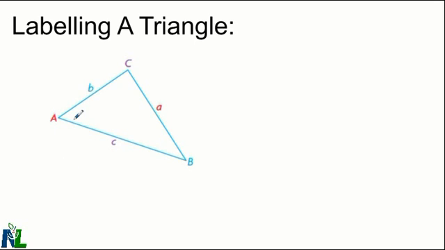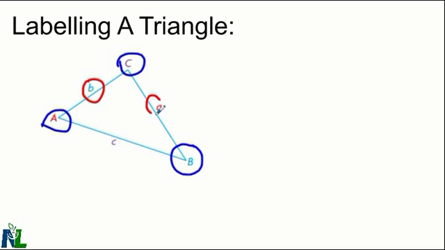So, in this triangle here, A, B, C, we have angle measures. The angle measures are represented by uppercase letters. So we have A, B, and C here that are uppercase, and they represent angle measures. The lowercase letters that we have here represent side lengths. So we always represent our side lengths with lowercase letters. So here we have lowercase a, b, and c that represent side lengths.